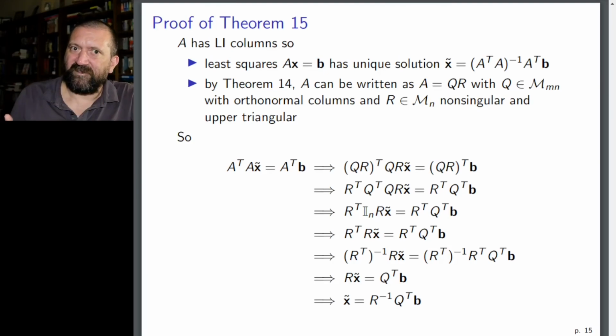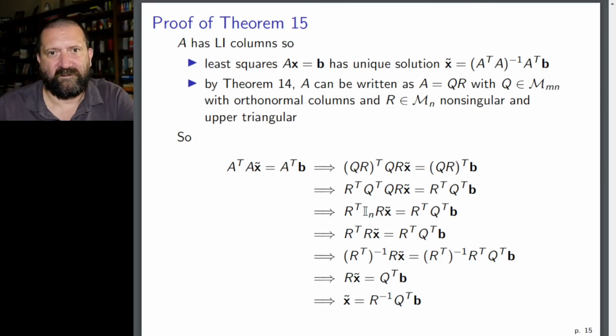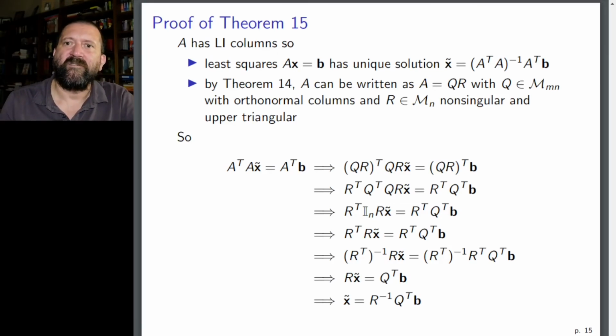So we start with the assumption that A has linearly independent columns. And from this assumption, we deduce two things from results we've seen already. The first one, which was in the previous set of slides, is that the least squares problem, Ax equals b, has the unique solution x tilde equals (A transpose A) inverse times A transpose times b.